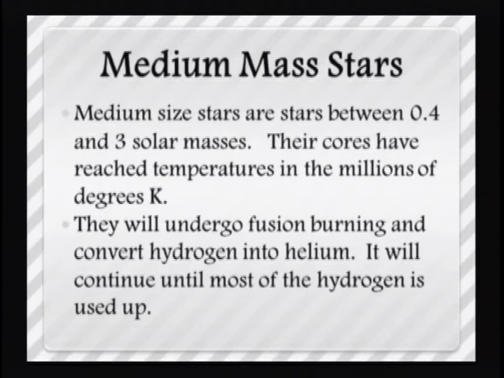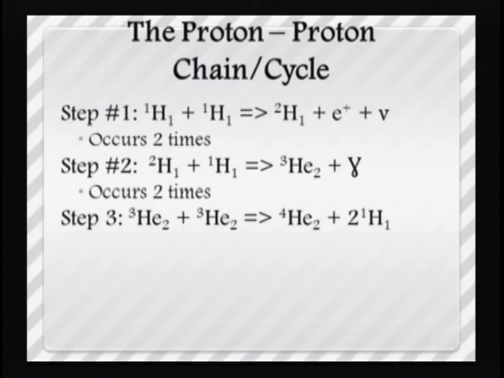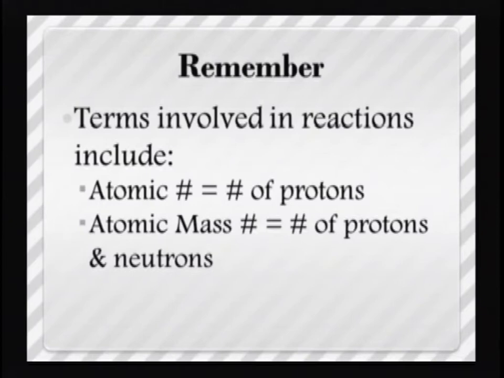You've seen this before, looking at that proton-proton chain. Same kind of thing that's going on in the sun, so we're not going to worry about that too much, because you've seen it before and we've talked about it. Just want to remind you, as we start talking about these stars and their evolutionary sequence, that atomic number is the number of protons, and atomic mass number is protons plus neutrons.